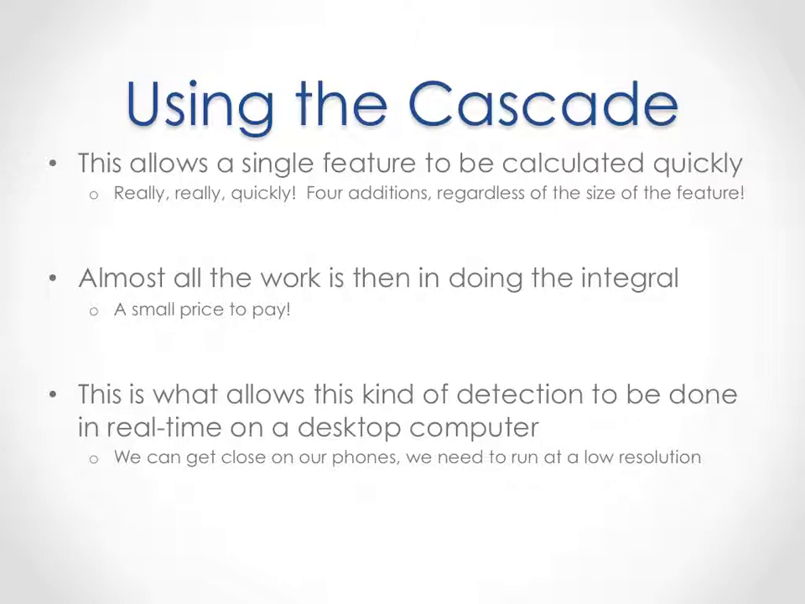So, as said before, this allows a single feature to be calculated really, really quickly, again, regardless of the size of the feature. That's what makes it very scalable to high-resolution images. This is what allows this kind of detection to be done in true real-time on a desktop computer. Your MacBook Pro or whatever won't even be breaking a sweat doing this kind of thing on a 720p video stream. On our phones, we can't quite do this on a full resolution video stream. We have to downsample a little bit, but we can still get it running at a decent approximation of real time.